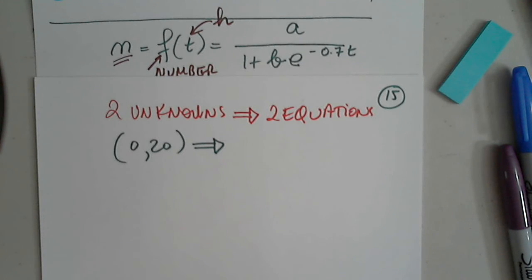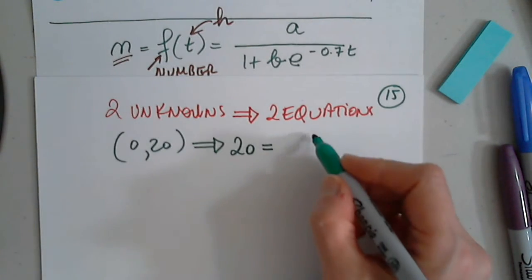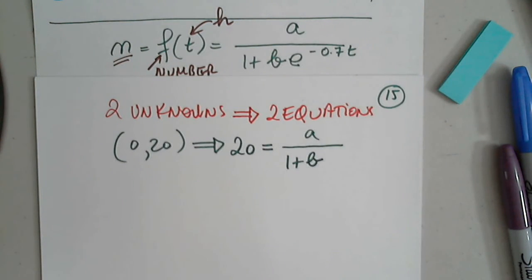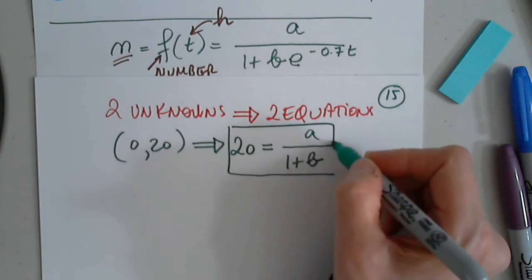We somehow set the equation equal to 20. So you have 20 equals A divided by 1 plus B times e to the 0. Well, e to the 0 is 1. Very good. So we obtained our first equation. Well done.